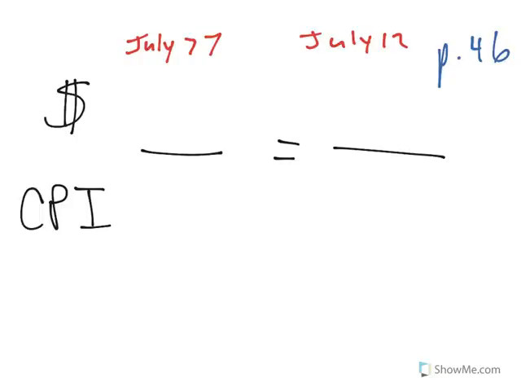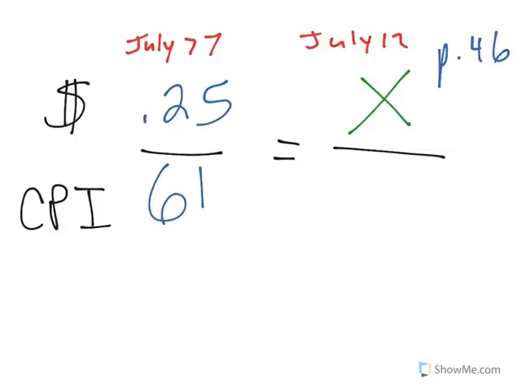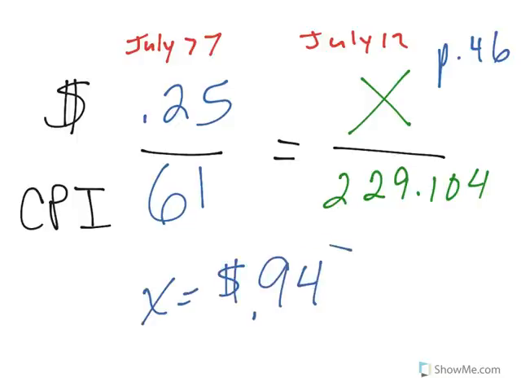So, in July of 1977, our soda was 25 cents. Then I go back to page 44 with that chart, and I know that the CPI in July of 77 was 61. Well, do I know the cost of my soda in July of 12? No. But I know the CPI in July of 12 was 229.104. Now I have a proportion, so I can cross multiply and solve, and I will end up with 94 cents.